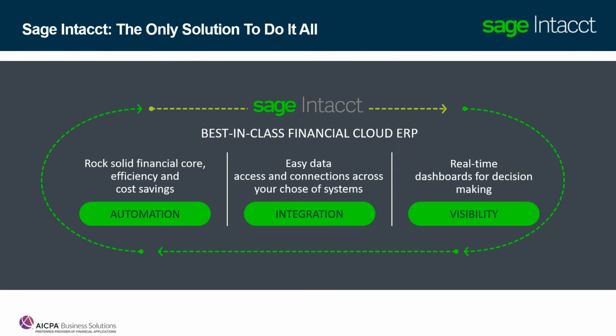When you think about Sage Intacct, you should remember three things. One, the visibility that we provide, the integration to other best-in-class applications, and the automation. So being able to streamline and automate those processes, at the same time providing you the best opportunity to have other best-in-class solutions integrated with a core financial system, and then giving you visibility across those role-based dashboards. Sage Intacct is the only solution to do it all.